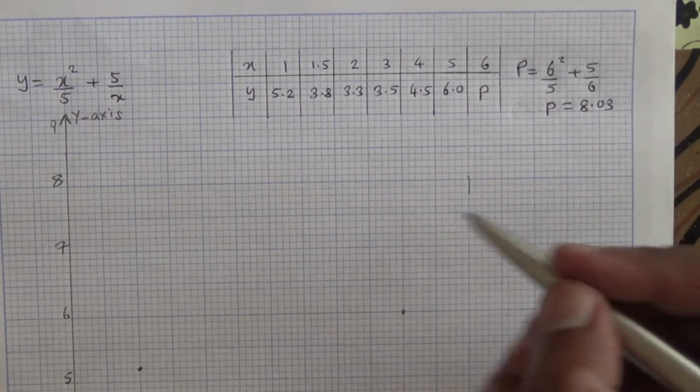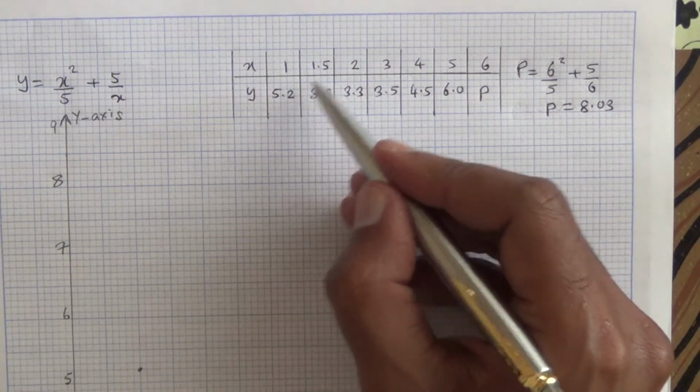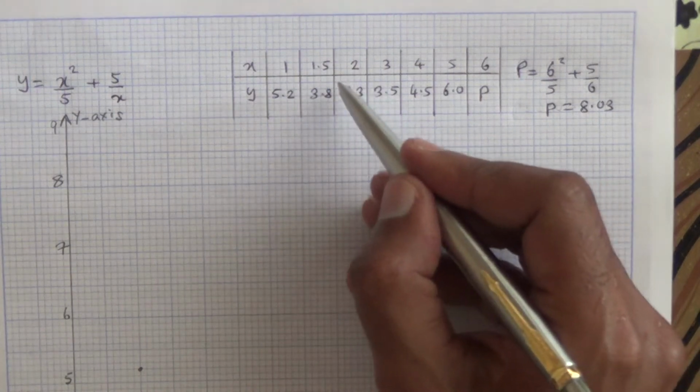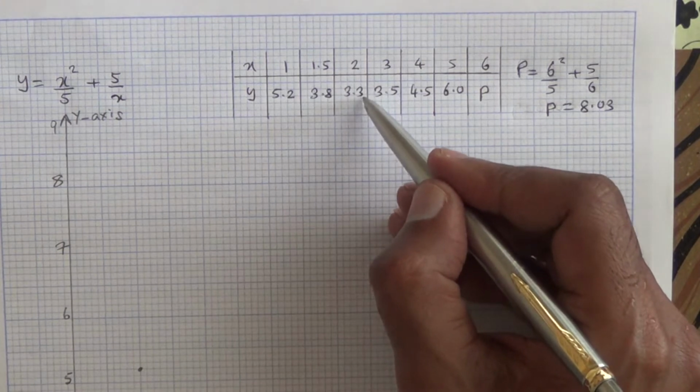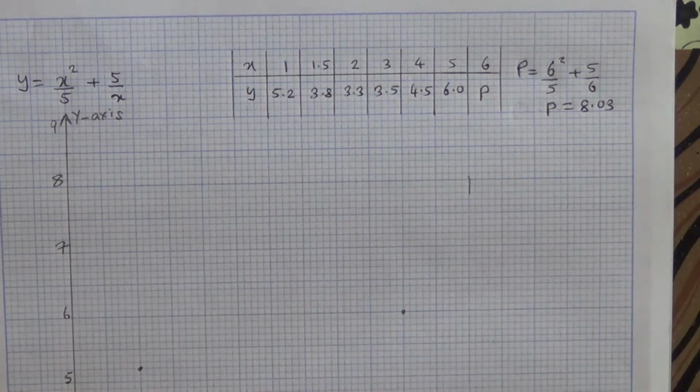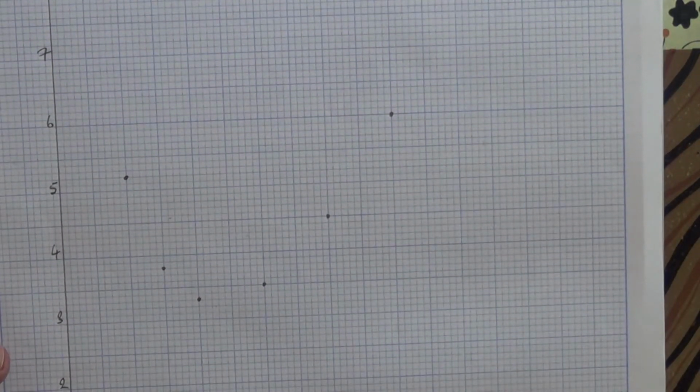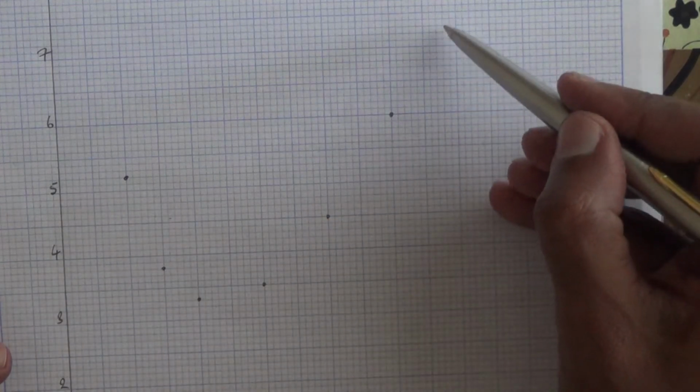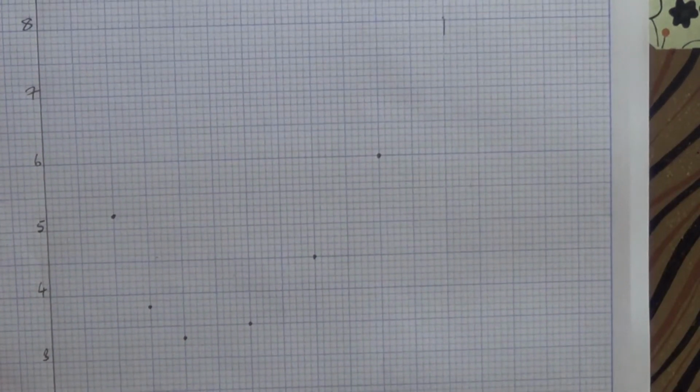Now we're going to plot the points. 1, 5.2; 1.5, 3.8; 2, 3.3, and so on. After plotting these points, that's what I've come up with. The points will give you a shape like this.